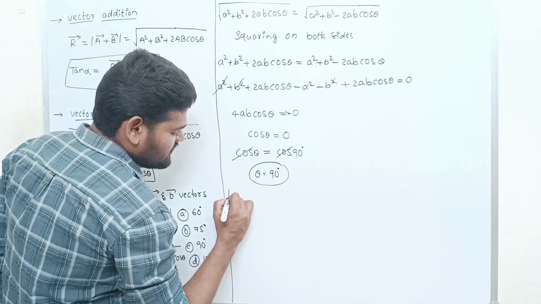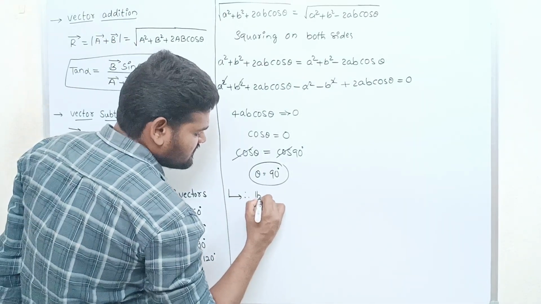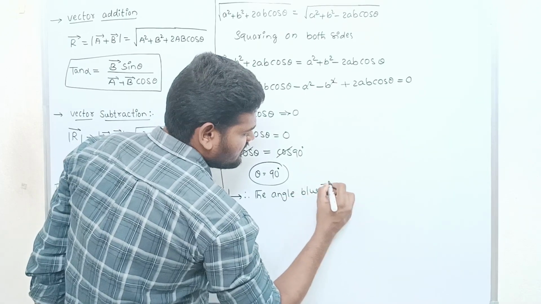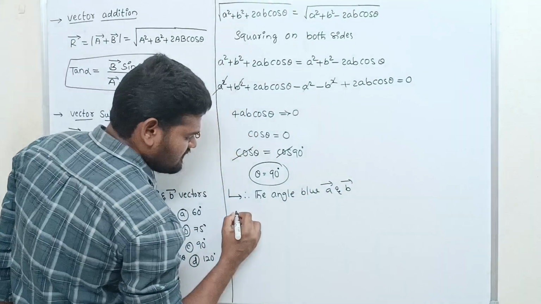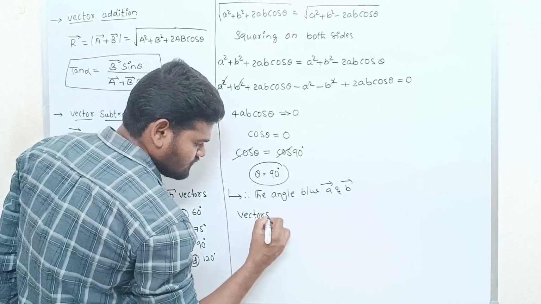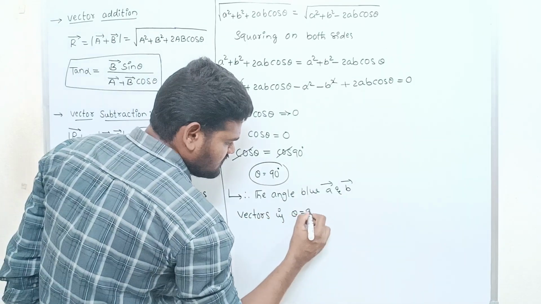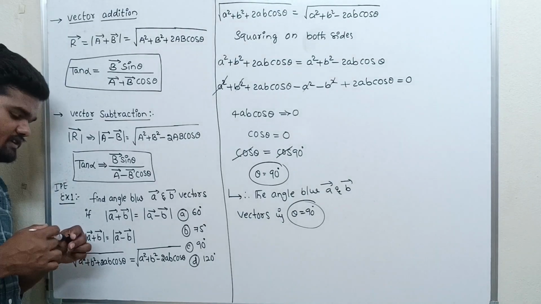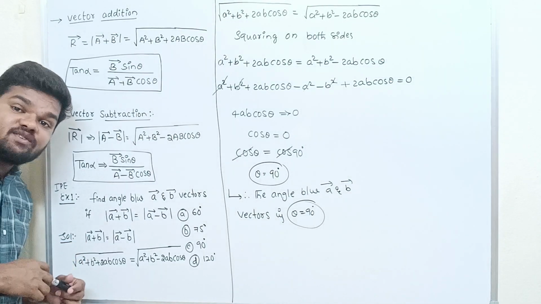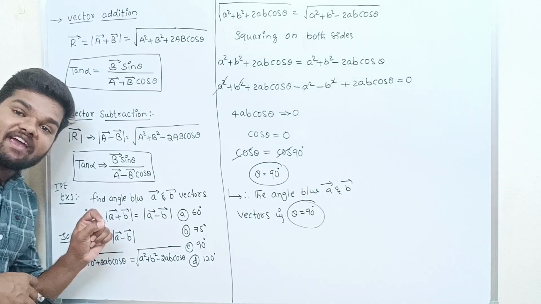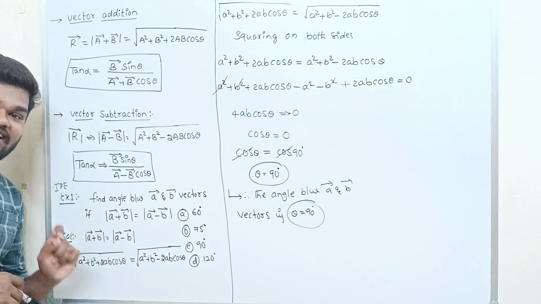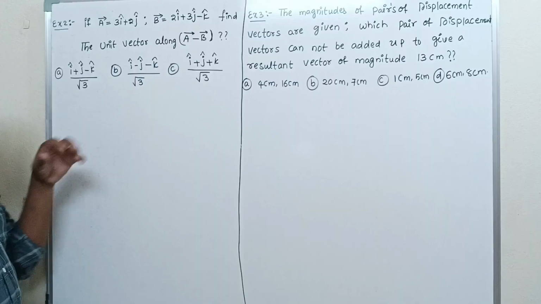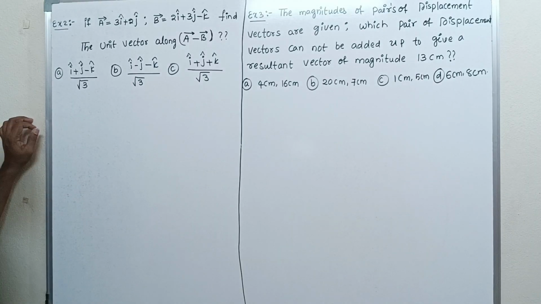Okay. So therefore the angle between A bar and B bar vectors is theta is equal to 90 degrees. How much? Theta is equal to 90 degrees. Is it clear? Any doubts? So pause the video and write the notes. 3, 2, 1, go.